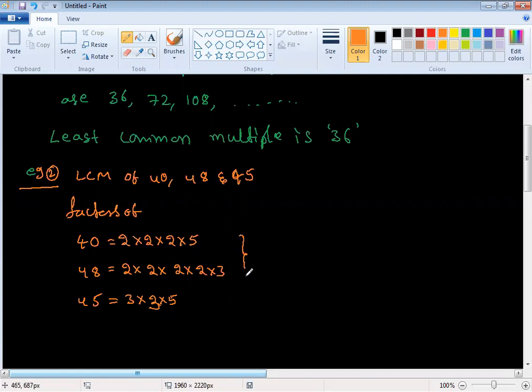First, you have to check in every number factors. Here 2 3 times, 5 1 time. Here 2 4 times, 3 1 time. Here there is no 2. First you check the 2, number 2. How many times? I mean, where you got maximum times. Maximum times where you got, that is we have to consider. Here we got 4 times. Here you got 3 times. So consider this 4 times. That is 2 into 2 into 2 into 2.